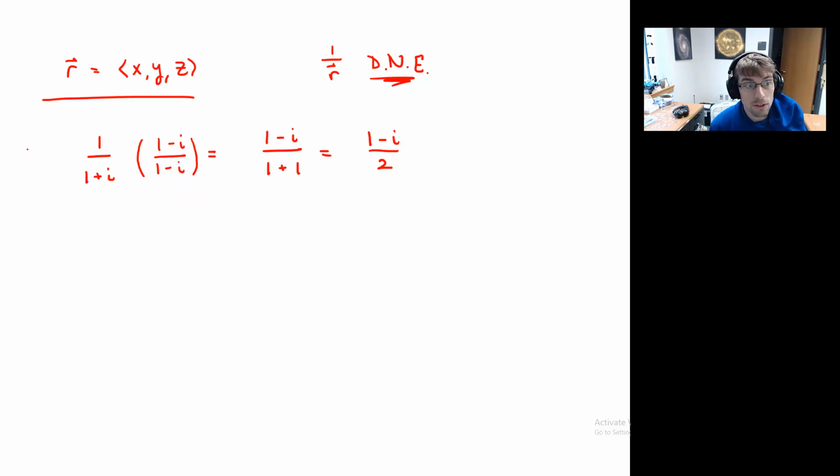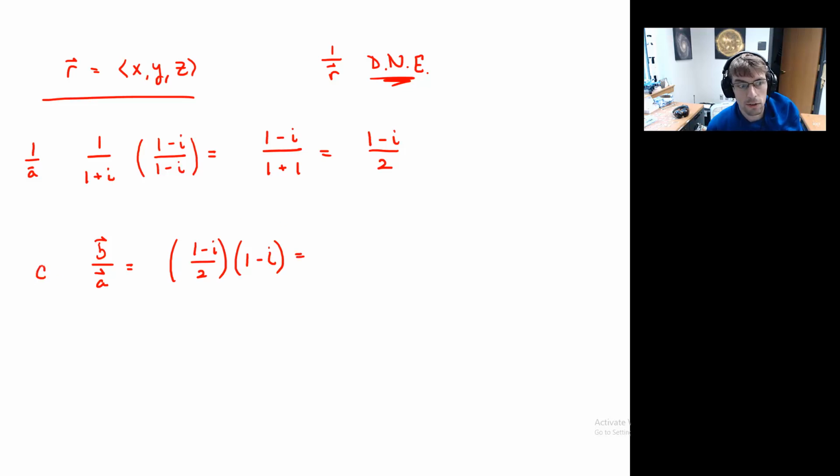Which means I could also do something like divide one phasor by another. So this was just 1 over phasor A. Let's go ahead. What happens if I take phasor B and divide by phasor A? Well, we've already done it: 1 over phasor A is simply 1 minus I over 2. And then I multiply by phasor B, 1 minus I. And so what we end up with here, I'll call this phasor C.